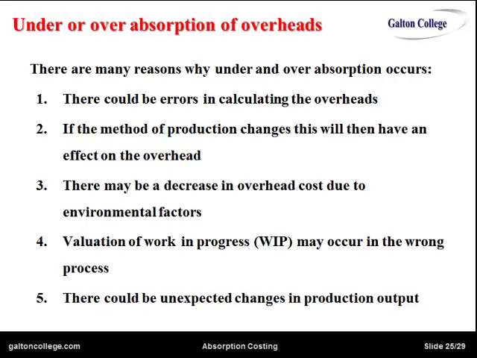The valuation of work in progress, WIP, may occur in the wrong process. So work in progress, the valuation of the work in progress may complicate the final article. For example, if overheads were allocated to work in progress, and that allocation was not correct, and then the work in progress was allocated to the final product, then they are carrying in errors in the calculation.